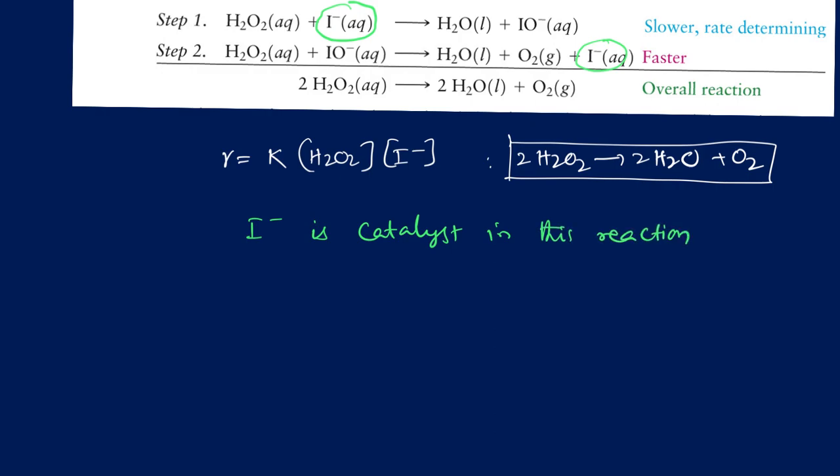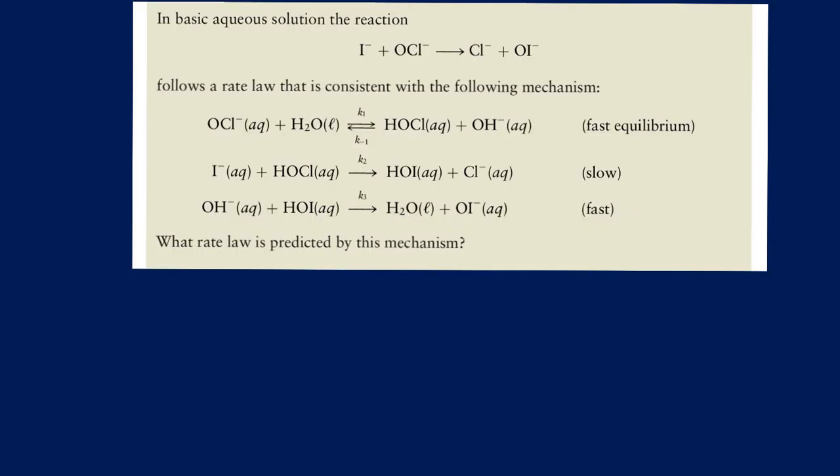So whatever the faster step, next step is not helpful to determine the rate law, because the rate law is always determined from the slow step, the rate determining step. How to write the rate law? Always based on the slow step.